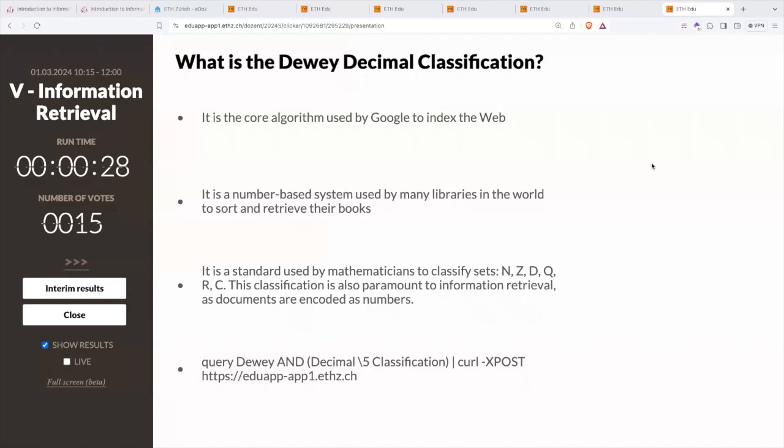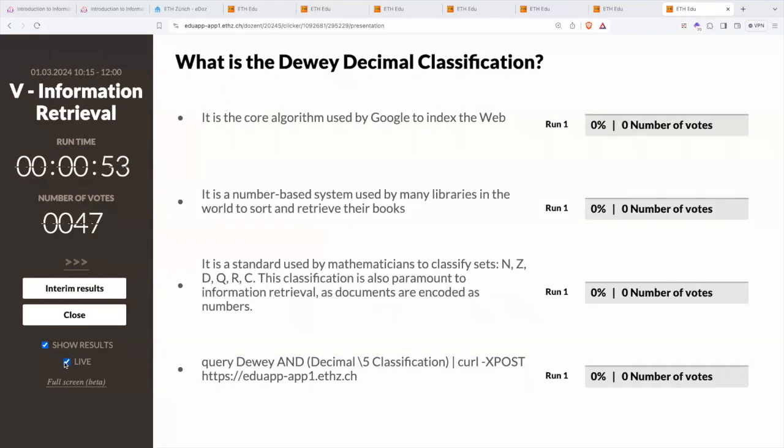Or query Dewey and decimal \5 classification, pipeline curl /post app1.tlg.ch. You can participate in the lecture room, but also online.